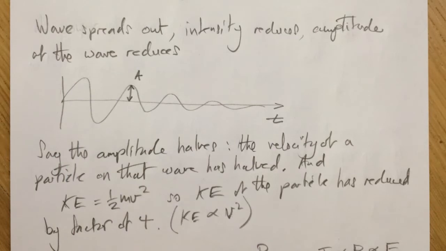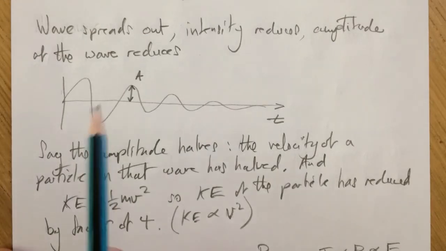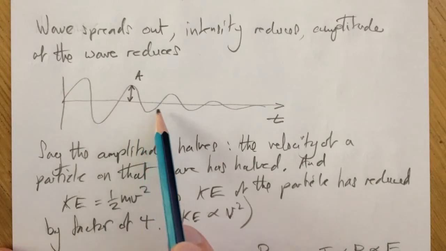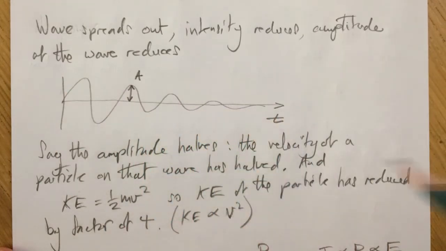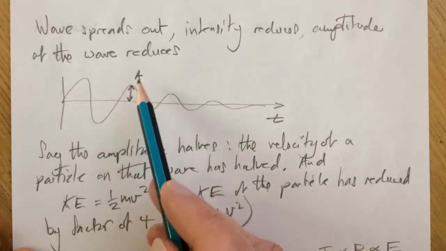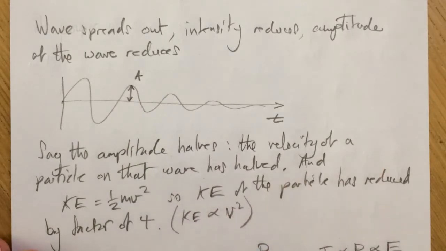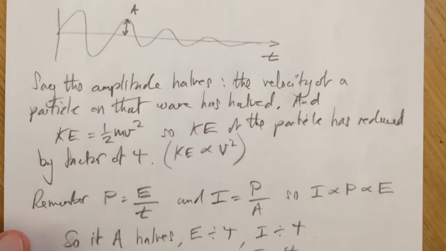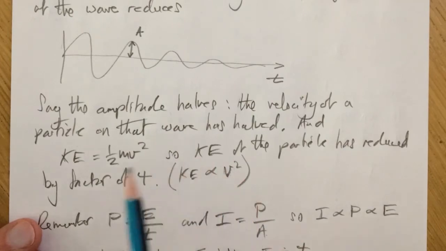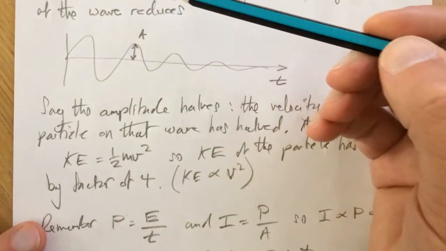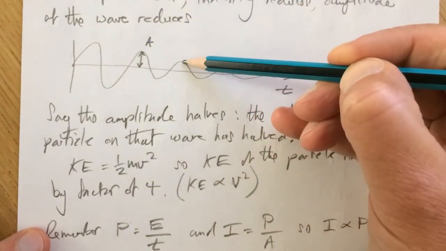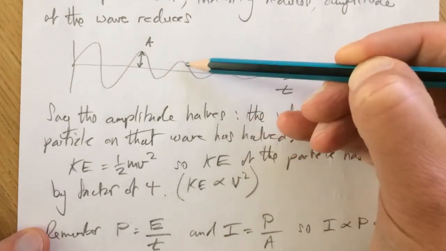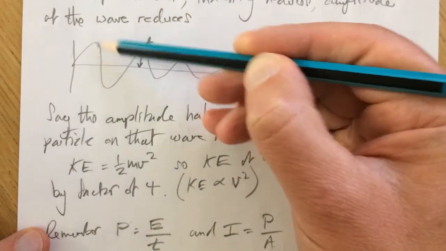As a circular wavefront spreads out, its intensity reduces. The amplitude of the oscillations of the particles on the wave reduces, right? Here it is. Look, I've drawn it over time. Boom, look, gradually the amplitude gets less because the energy is spreading out. So let's say the amplitude halves. So where have I got half? See, that third crest is about half the amplitude of the first crest, right?